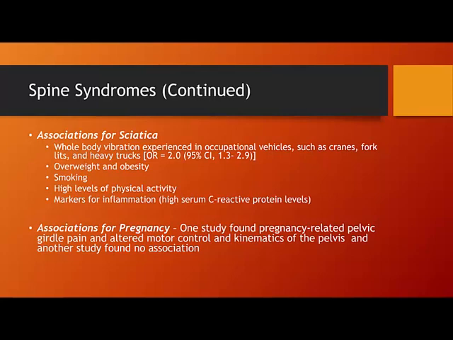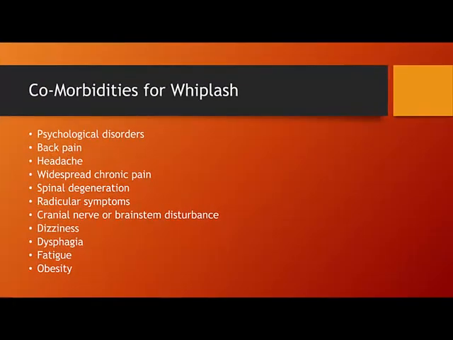And for associations for pregnancy, one study found pregnancy-related pelvic girdle pain and altered motor controlling kinematics of the pelvis, and another study found no association. Comorbidities for whiplash include psychological disorders, back pain, headache, widespread chronic pain, spinal degeneration, radicular symptoms, cranial nerve or brainstem disturbance, dizziness, dysphagia, fatigue, and obesity.